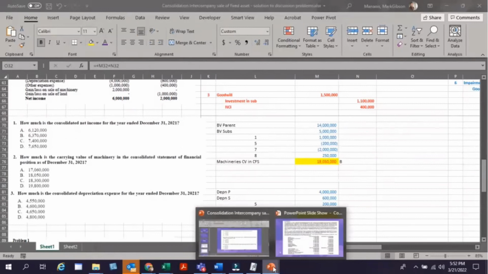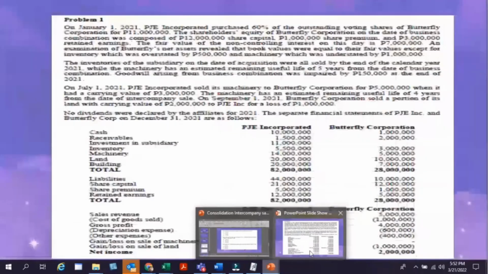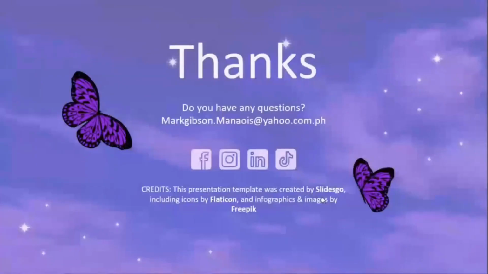So that's problem number one on the consolidated financial statement, including or involving intercompany sale of fixed asset. Actually, that ends the discussion on this consolidation, intercompany sale of fixed asset.